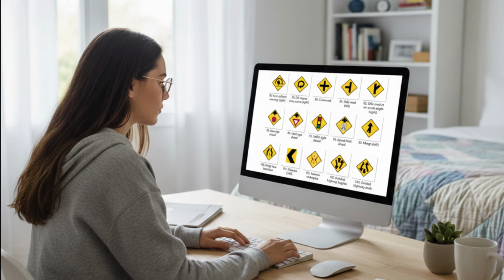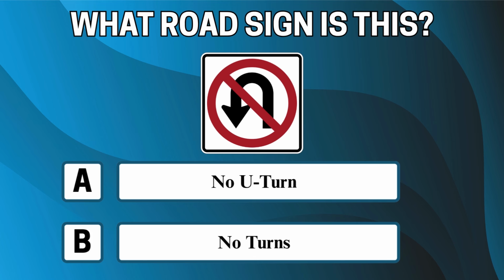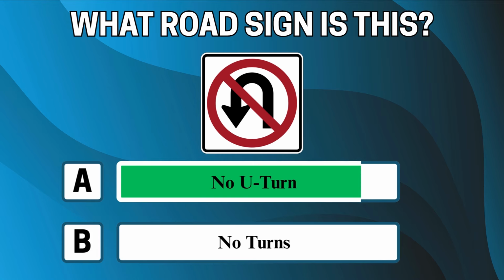If you memorize these 60 US road signs, passing the DMV driving test is 99.9% guaranteed. Okay, let's get started. What road sign is this? Yes, it is the no U-turn sign.